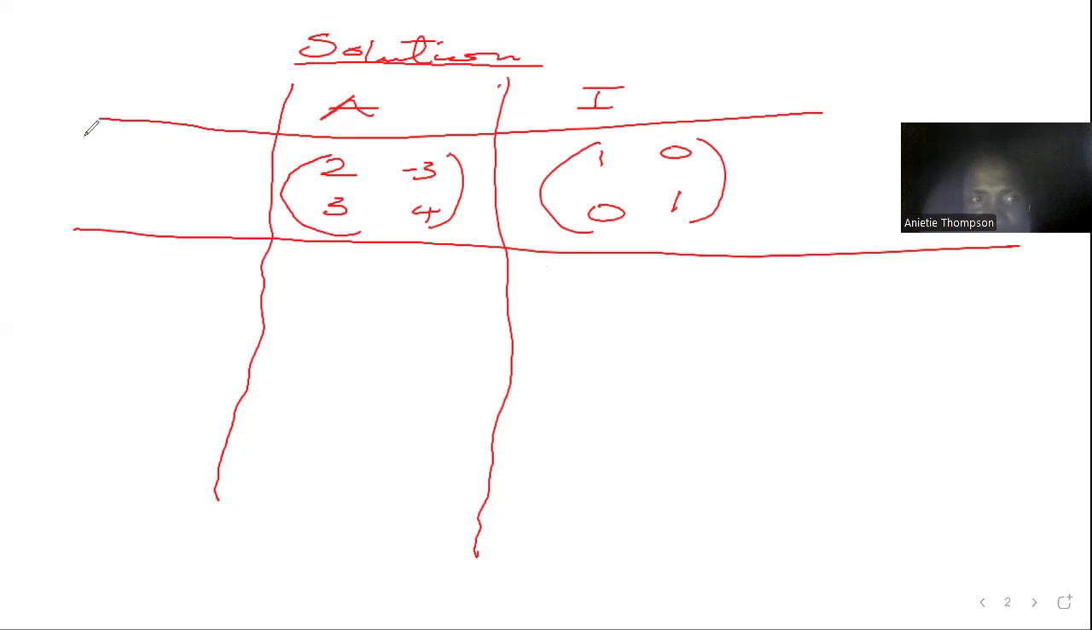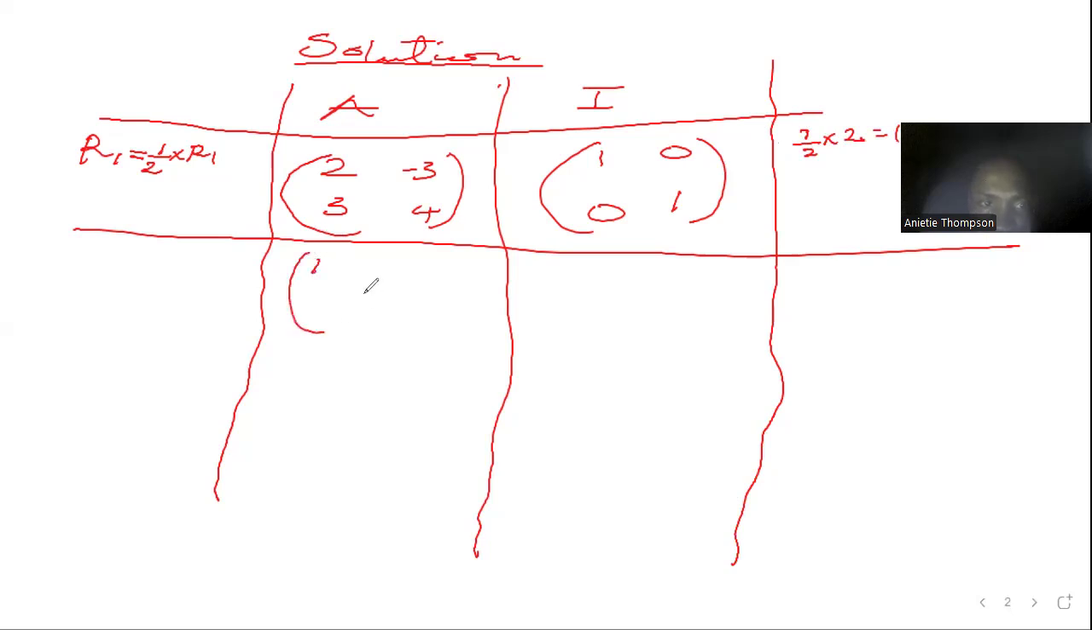The first thing I will do here is deal with row 1. You see, I want to make this row 1 look like this. So my interest is in this first entry, A11. So row 1 will now become 1 divided by 2 times row 1. Let me use this to do a kind of illustration. The first entry here is 2, so 1 over 2 times 2 equals 1. So I have 1 there.